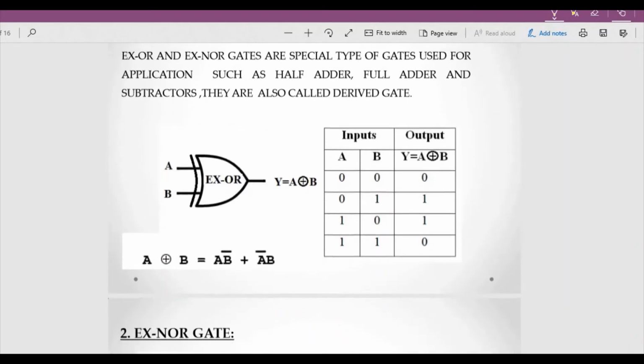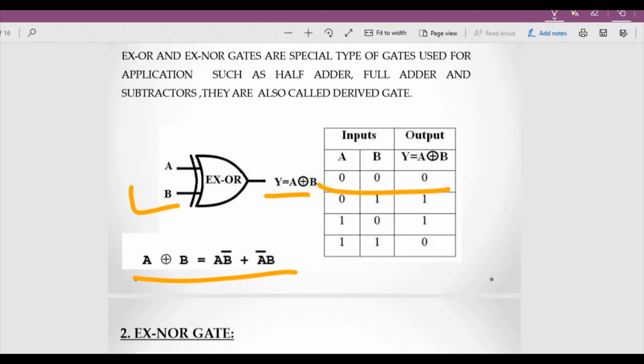Now here the XOR gate symbolization is there. Here it is having the Boolean expression, and we have solved this Boolean expression for your better understanding. That is nothing but A B dash plus A dash B. This is your exclusive OR. So in exclusive OR, if the two inputs, okay, here we are talking about the two input exclusive OR.